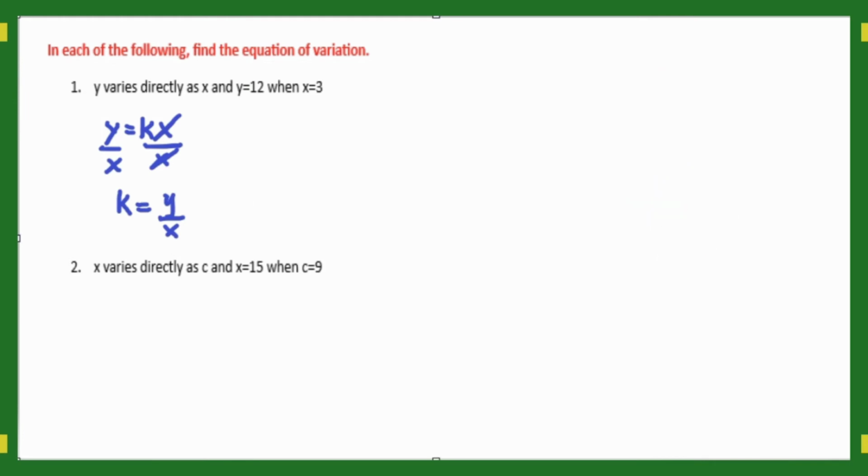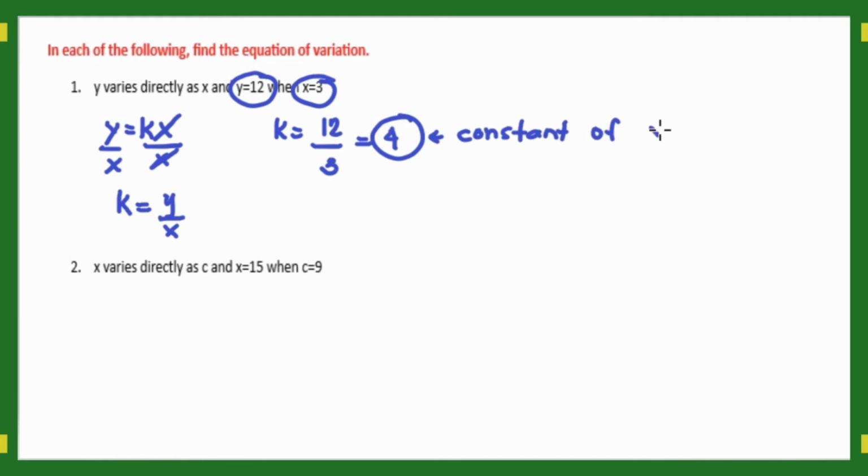So going back to our previous problem, so meron ka ng equation for k. So k is equal to y over x. Ang y natin is 12. So 12 over x, which is 3. So k is equal to 12 over 3, which is equal to 4. This one is what we call the constant of variation.